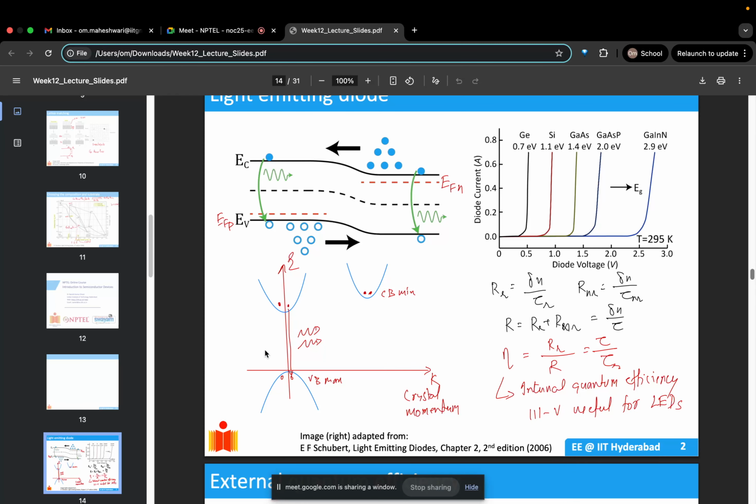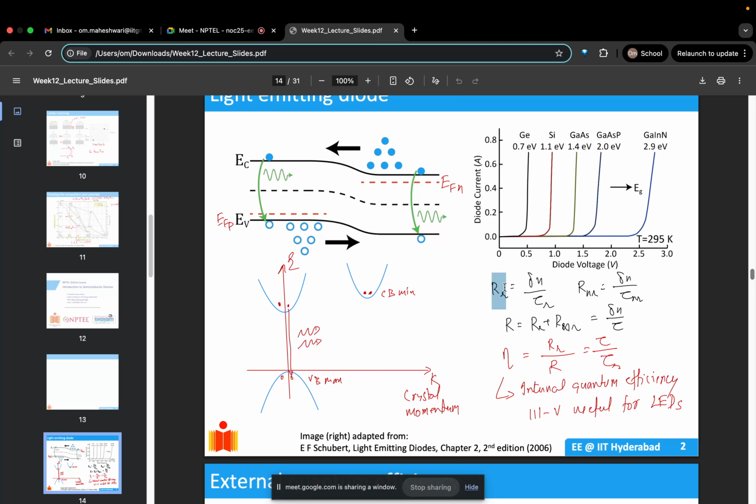LED, we have been talking about LED, and that is just light emitting diode. So we pump electrons or holes on the different sides, which emit light. So this is the quantum efficiency.